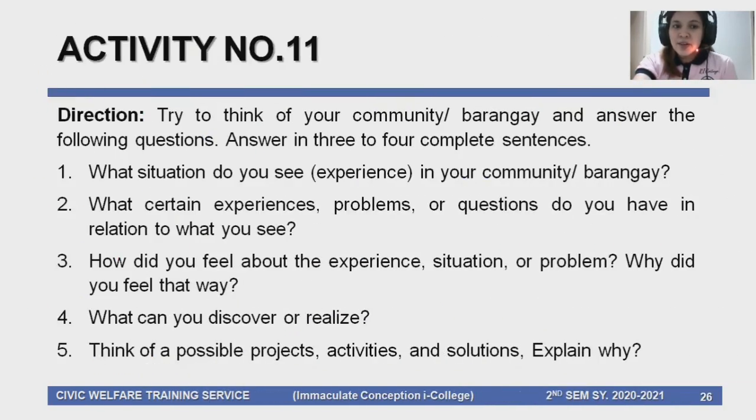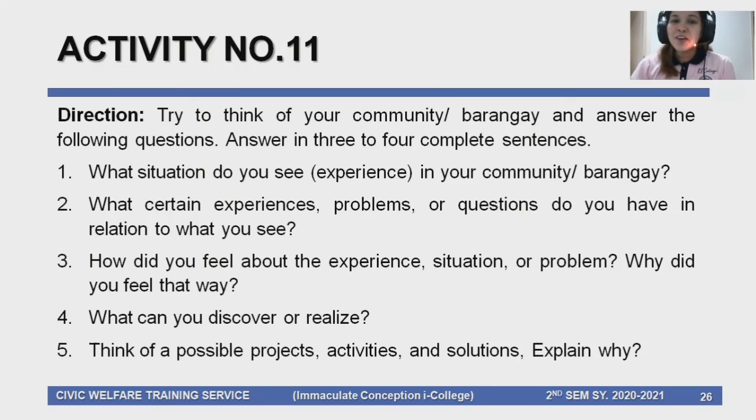Okay, so activity. Try to think of your community barangay and answer the following questions. Answer in 3 to 4 complete sentences. What situation do you see or experience in your community barangay? What certain experience, problems, or questions do you have in relation to what you see? How did you feel about the experience, situation, or problem? Why did you feel that way? What can you discover or realize? Think of possible projects, activities, and solution.